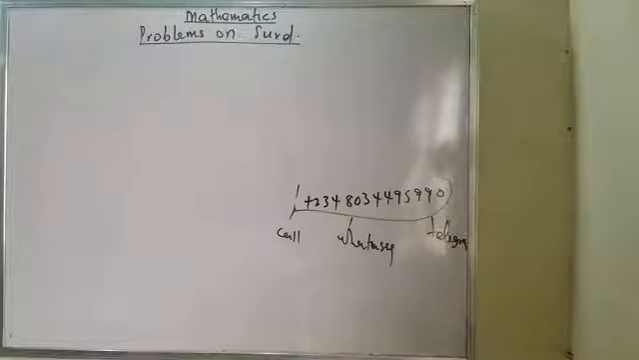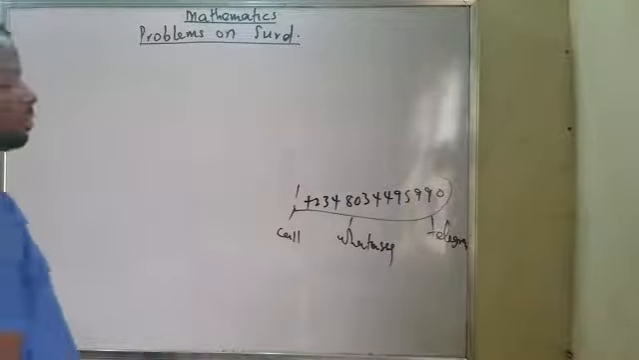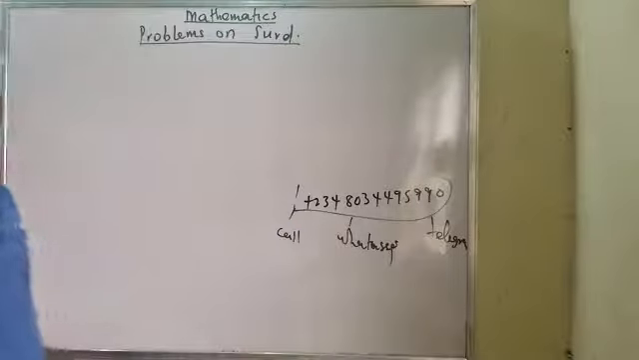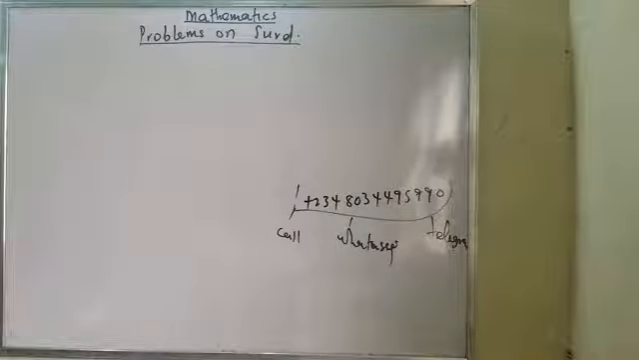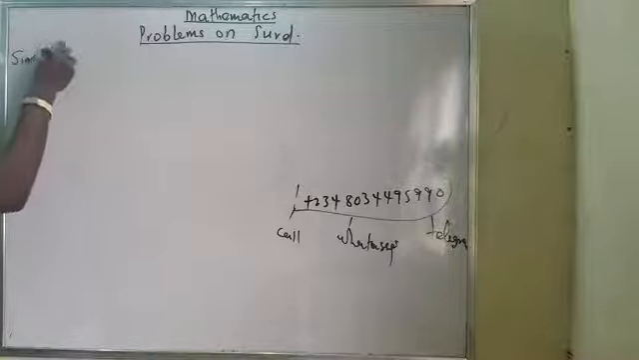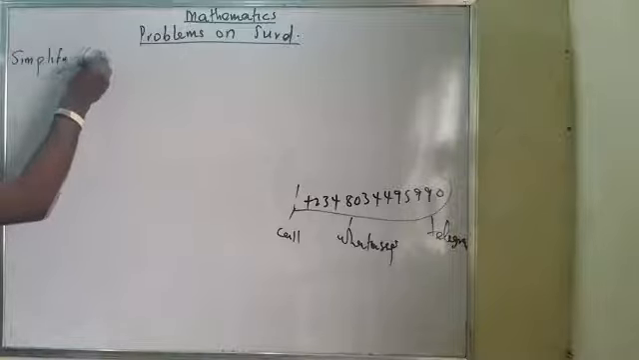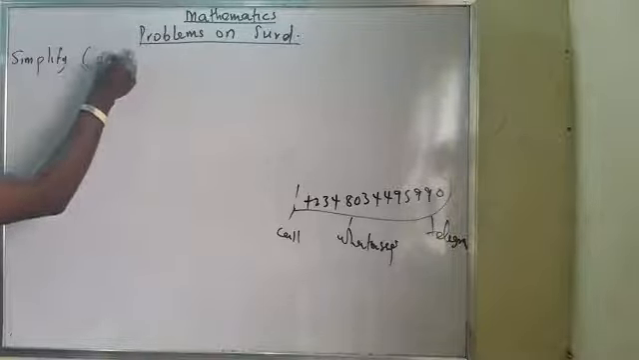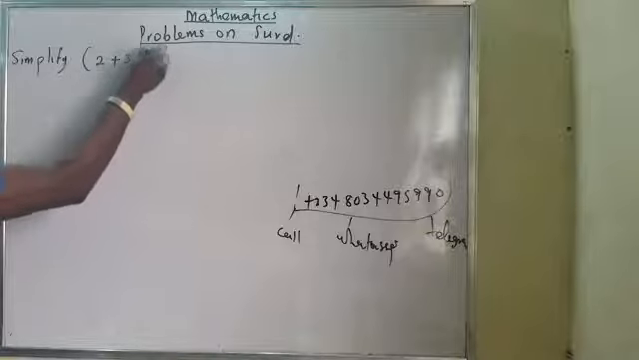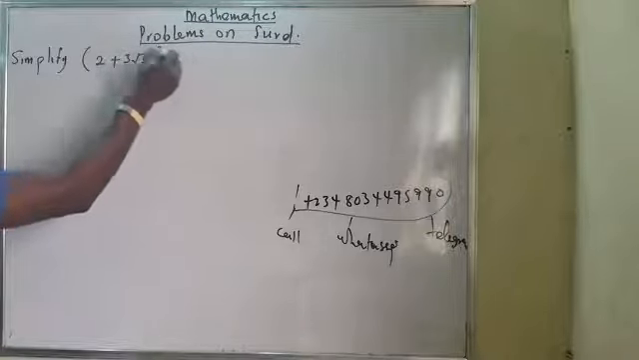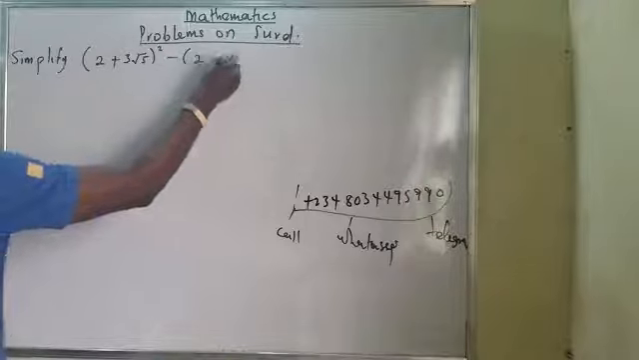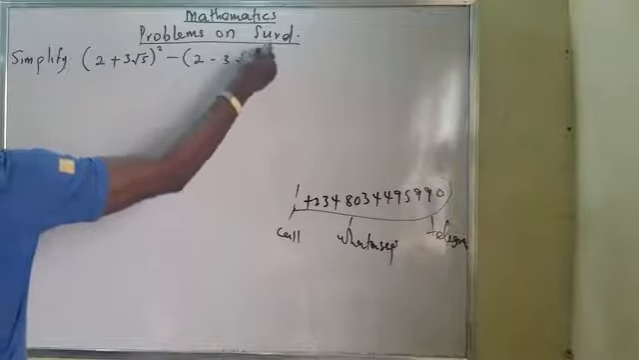On this video, I'll be working on problems. I have some problems which were sent through one of my students, and I have to show everybody how they are going to be solved. It's a very simple one. The first question is like this: you are asked to simplify bracket of 2 plus 3 root of 5 squared minus bracket of 2 minus 3 root of 5 all squared.